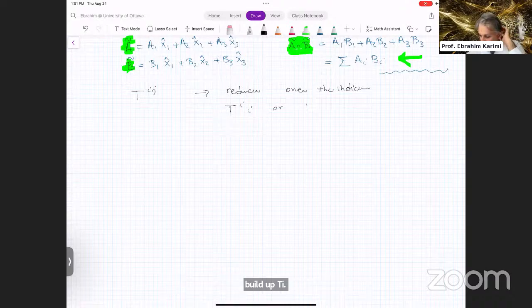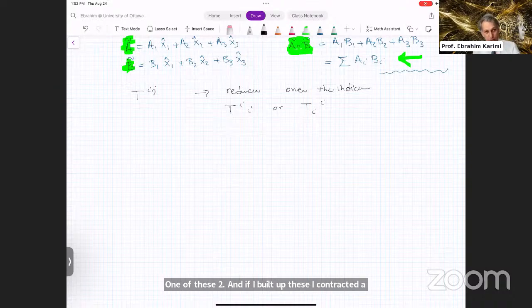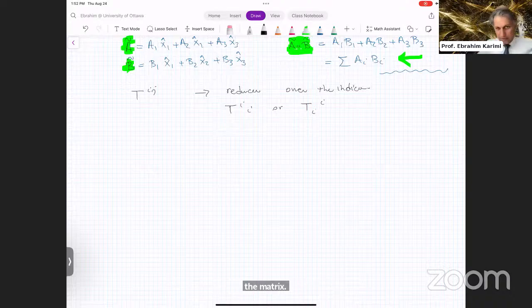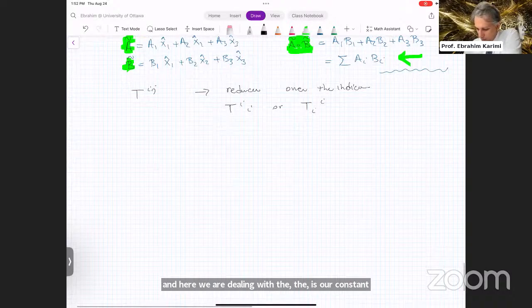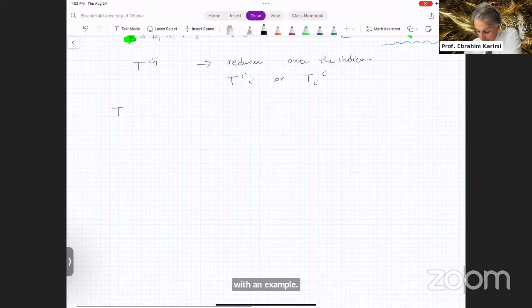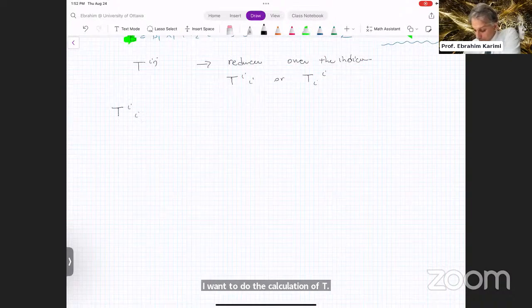One of these two. And if I build this up, I have contracted a scalar quantity from this tensor, which, if you look at the matrix formalism, is what we call the trace of the matrix. But remember, it's different, because the trace is of a constant matrix, and here we are dealing with a tensor. Okay, so let's go with an example. I want to do the calculation of Tii, and I want to show that this is a scalar quantity.